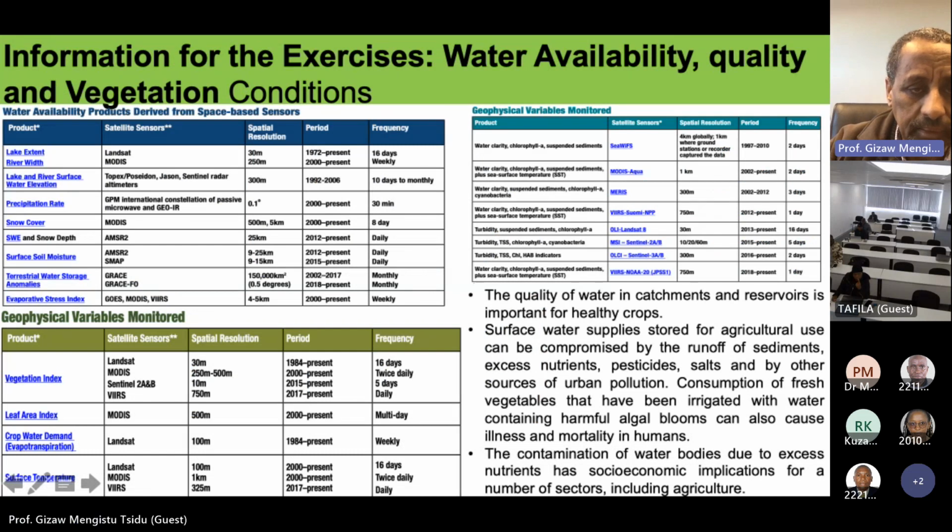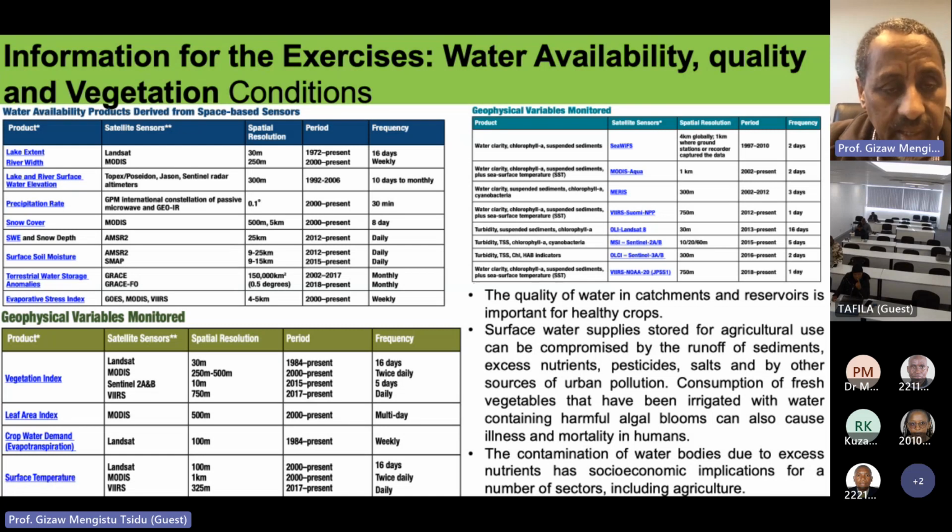And the spatial resolution is 0.1 degree. You just have to multiply by something around 110, and then you get around 10 kilometer resolution, basically. 0.1 degrees is around 10 to 11 kilometers. And the information is from 2000 to present. We have a lot of data. And then the temporal resolution is 30 minutes. So this is a constellation of satellites. That's why they are able to look at the same data.